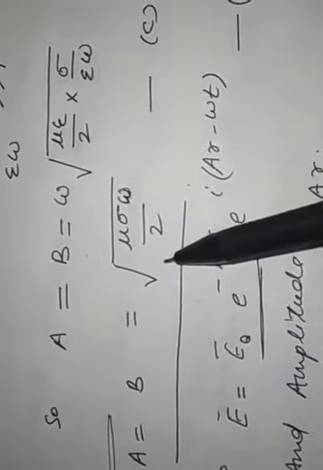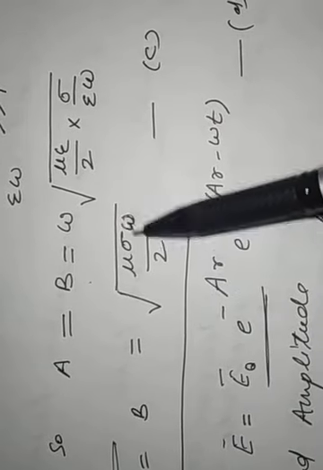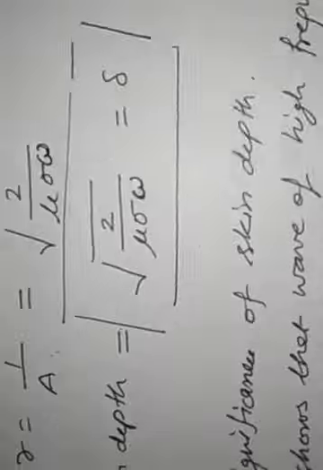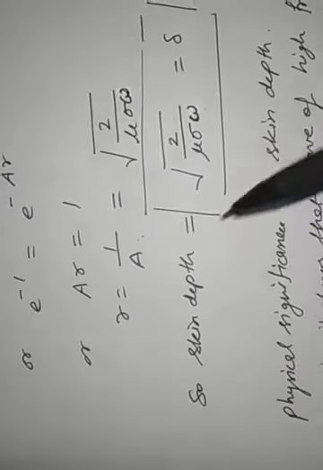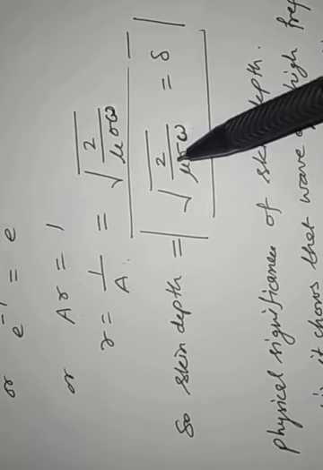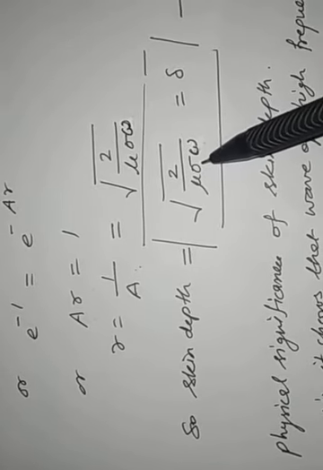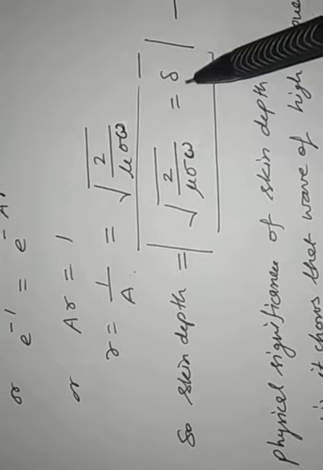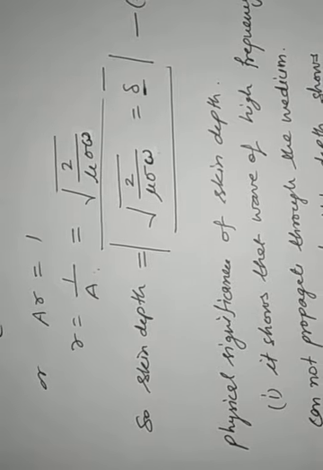So this value of A we have over here is under root mu sigma omega by 2, and we can use it here. The skin depth value we can easily find is actually under root of 2 by mu sigma omega, which is denoted by delta. This is a very important part, the skin depth or depth of penetration.